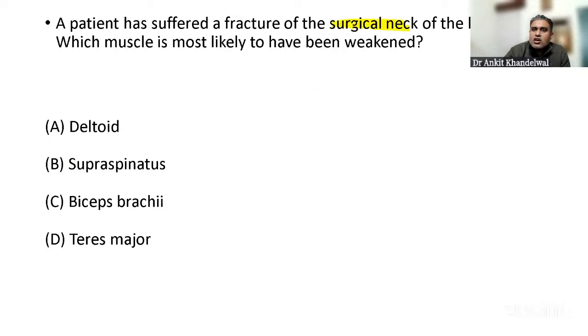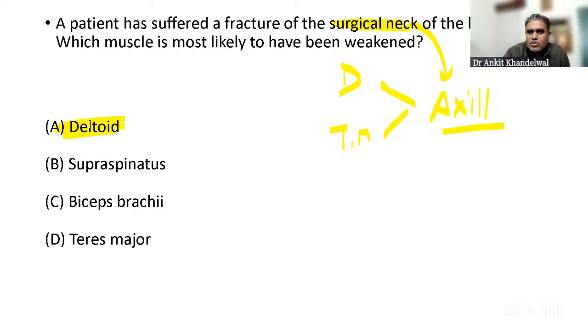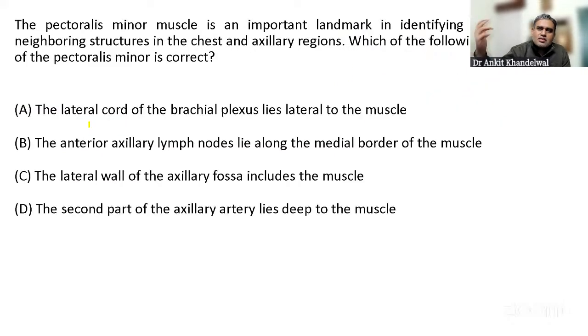Patient had suffered a fracture in the surgical neck of the humerus. Which nerve? Remember that humerus image, the axillary nerve was the nerve. It supplies two muscles, deltoid and teres minor. So guys, if you know the concept, you have the knowledge, the answer is very easy.